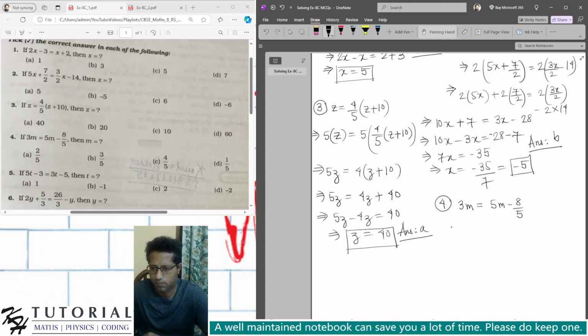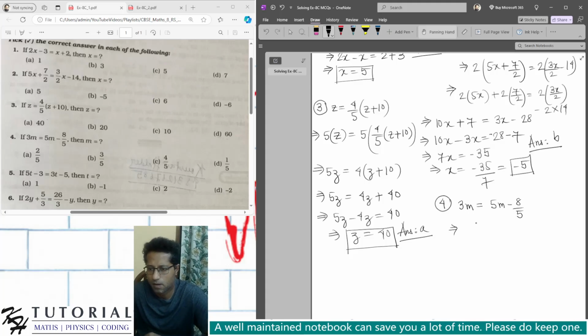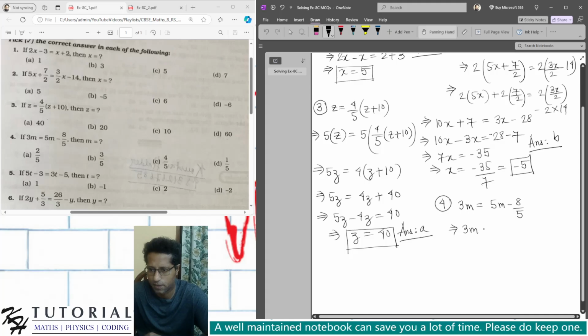So in this problem, I will not multiply both sides by 5 because the rational term is a constant term, which is minus 8 by 5. I will simply bring the variable terms to the left hand side, and we get 3m minus 5m is equal to minus 8 by 5. This implies minus 2m is equal to minus 8 by 5. This implies m is equal to minus 8 by 5 divided by minus 2.